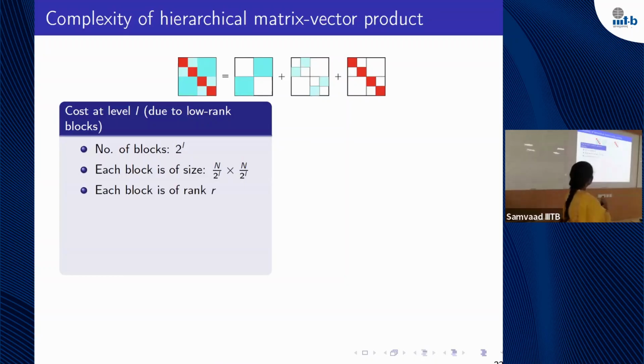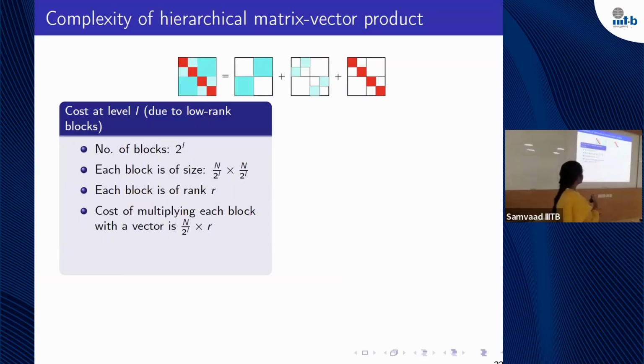And each of these blocks are low rank. Let it be R. So then what is the cost of multiplying one such block with the corresponding vector? So if I multiply this submatrix with a vector here, what is the cost? The cost of multiplying each subblock of this size and of rank R is n by 2^L cross R. Why? We have earlier seen multiplying an n cross n matrix of rank R is O of Rn. And here we have this as the size of the block and its rank is R. So therefore the cost is n by 2^L cross R.